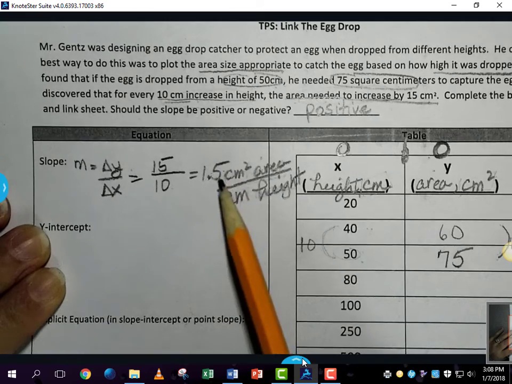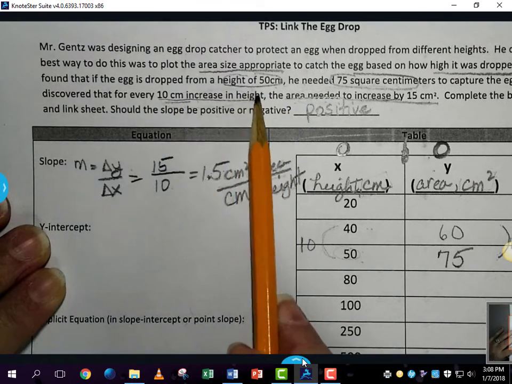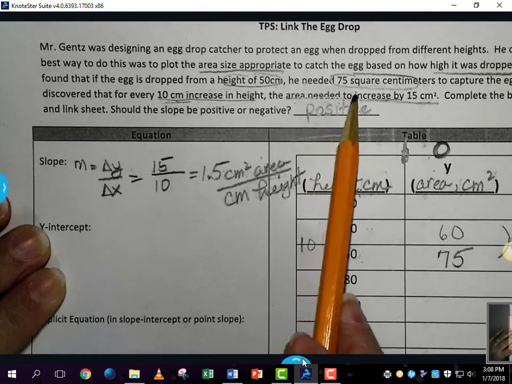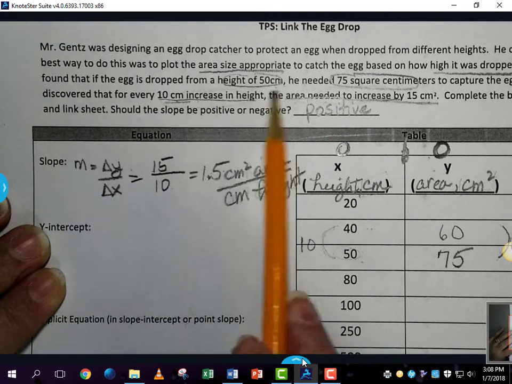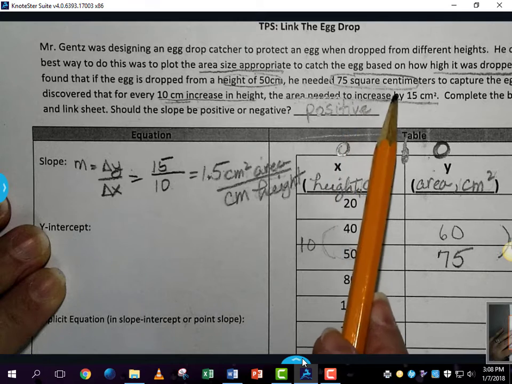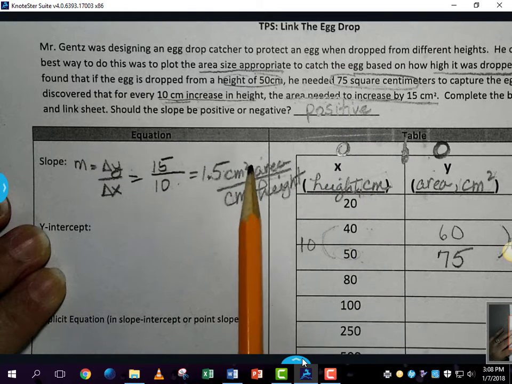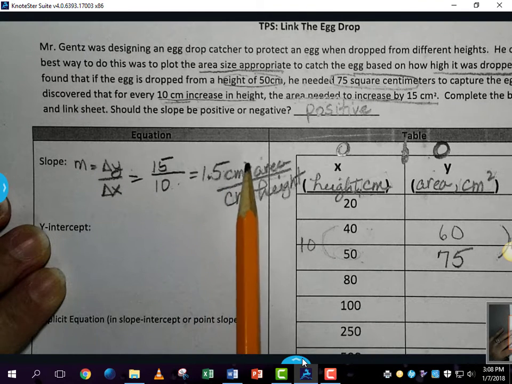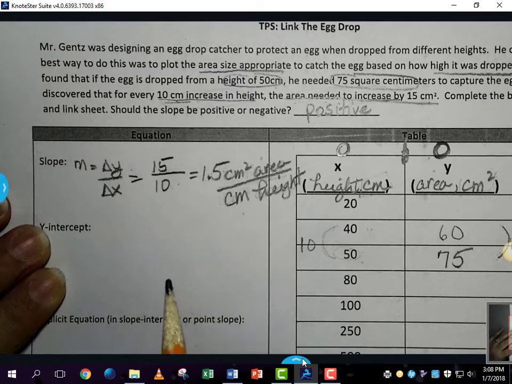So the relationship that we were given was for an increase in height, which is our x, of 10 centimeters, the value of y, our dependent variable (this is our independent variable), increases by 15. We simplify that, and then we need to also have units. So the slope increases 1.5 centimeters squared for the area per 1 centimeter of increased height.